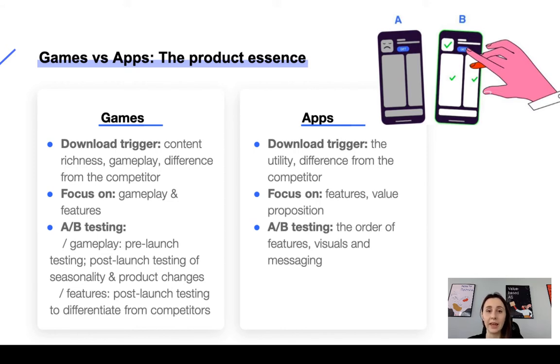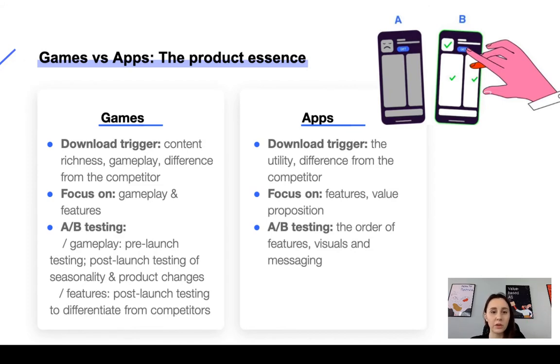In comparison to games, app users are mainly triggered by the utility, so the benefits they can get from the app. So the key aim of a marketer here is to showcase features that solve the problems of users. And A/B testing will help here to decide on the best combination of visuals and messaging and the order of features placed on screenshots that will pull the trigger.